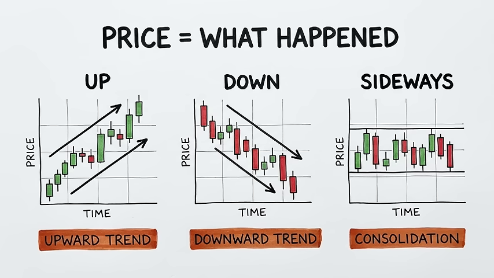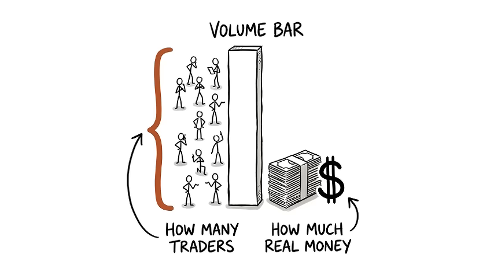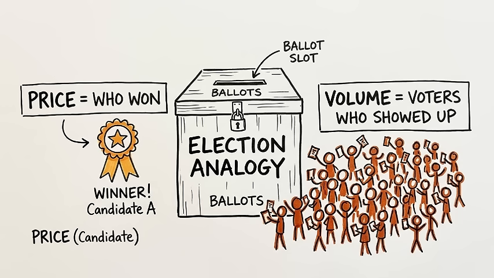Language one is price. Price tells you what happened. Did the market go up, down, sideways? That is the headline. Language two is volume. Volume tells you how much conviction was behind that move, how many traders participated, how much real money actually moved. That is the evidence, the proof behind the headline.